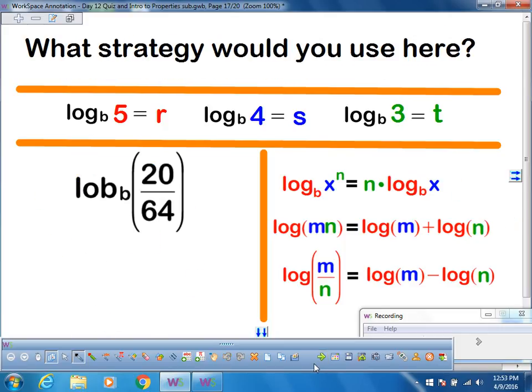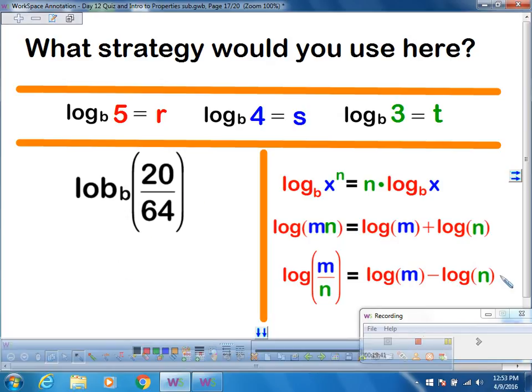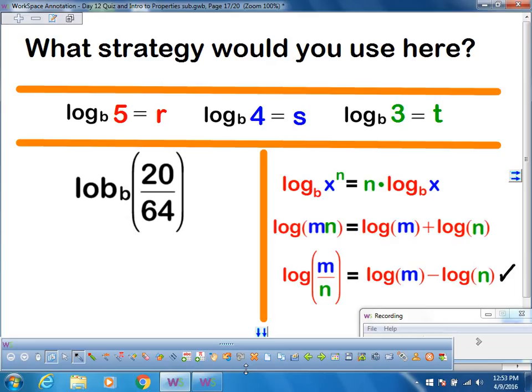Alrighty. Can you guess what we're going to do on this one? Well, I have a quotient, so I can turn that into subtraction and turn it into 2 different logarithms. So let me go ahead and do that. Oh, it says log instead of log. Oops, I forgot to fix that.